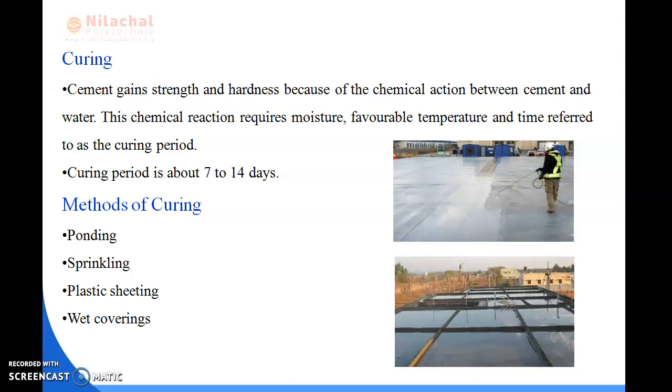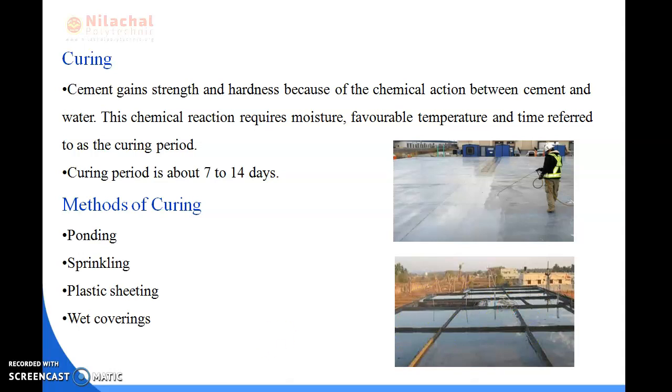First is ponding, sprinkling, plastic sheeting, and wet coverings. So these are some of the methods of curing. You can see here I have shown you the diagrams of how to cure the concrete. Here the man is sprinkling water on the concrete, and here the concrete is filled with water, which we can call ponding.